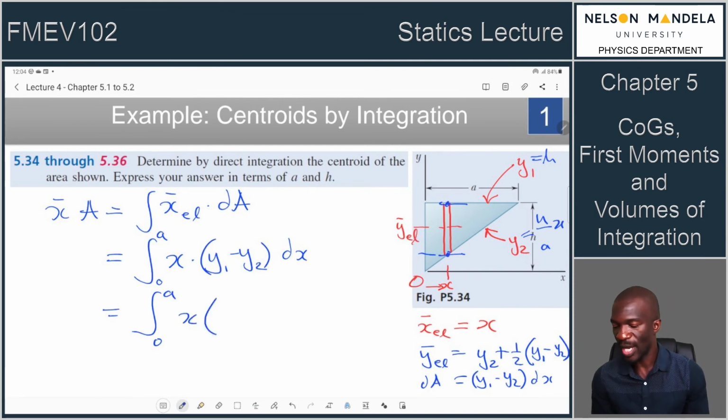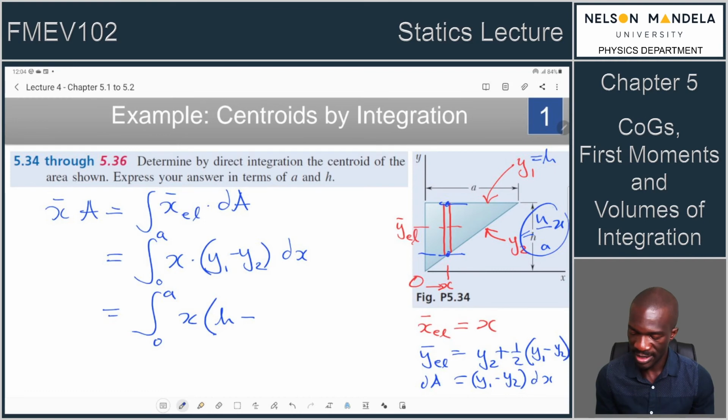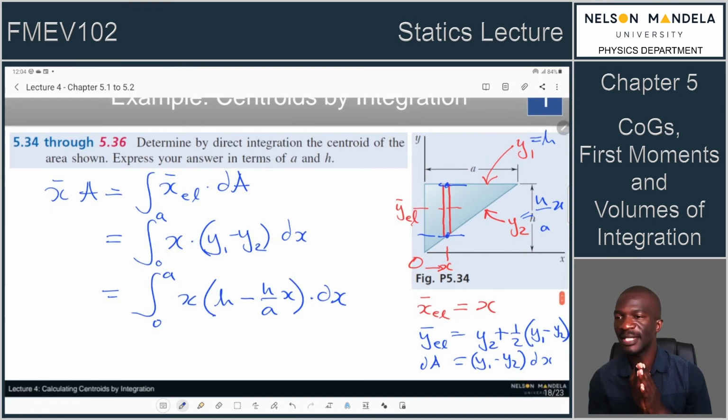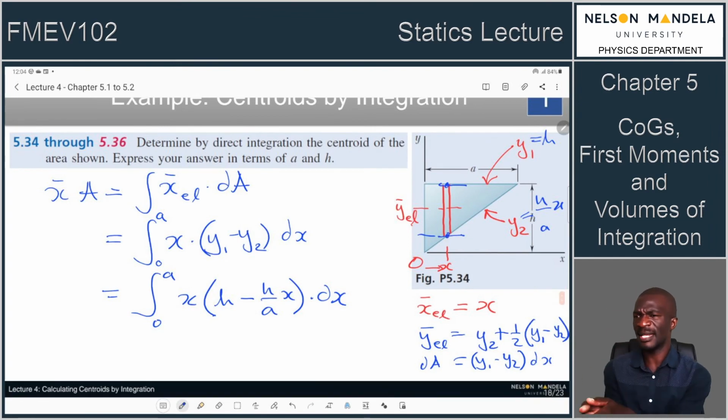What is y1? y1 is the function on top. It's a constant. Its value is h. What is y2? We figured out it's a line that is proportional. So we've got h over a multiplied by x, then multiply that by dx. So we've constructed our integral, right? This is now left to you. This is now calculus, isn't it? So you can take it from there.